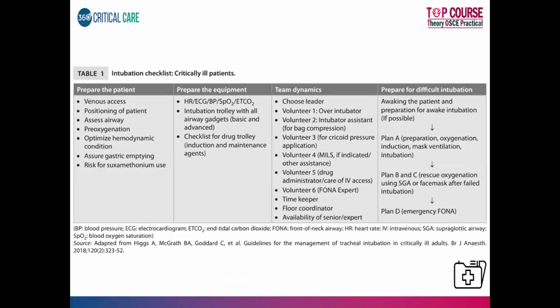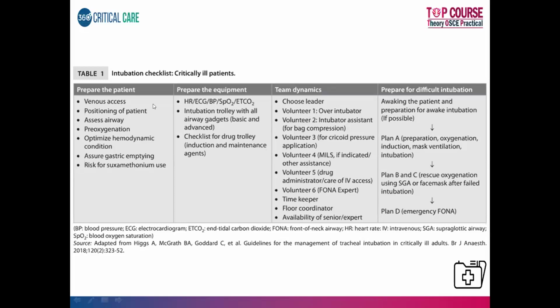Okay. So if you're planning, at least for an elective intubation, emergency I do understand, but for elective, at least you're planning, so you need to have an intubation checklist. You need to prepare the patient. So see for the venous access, positioning of the patient is important. You have to assess the airway, do proper pre-oxygenation, optimize the hemodynamics, assure gastric emptying, plan the use of succinylcholine, and prepare the equipment. What equipment does that particular patient require? So keep everything ready, even including the drugs.